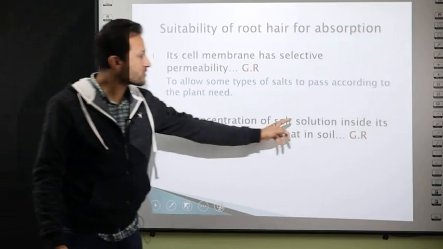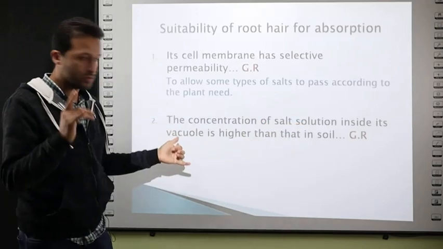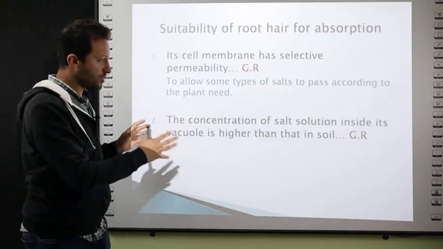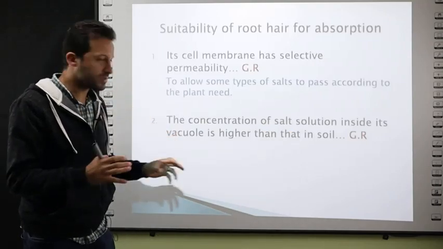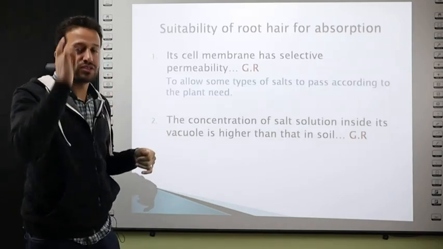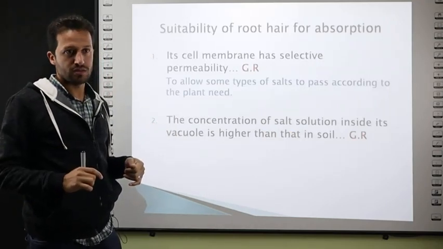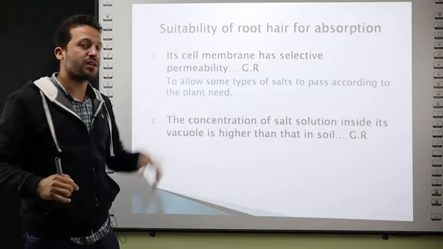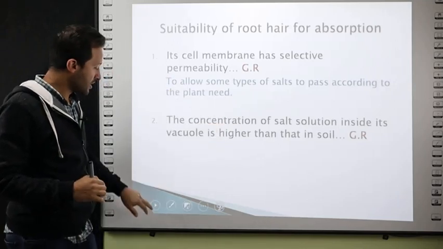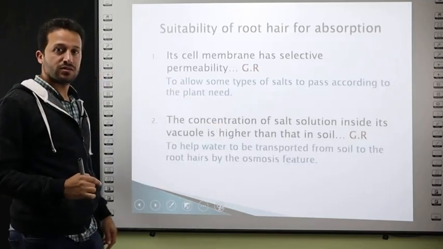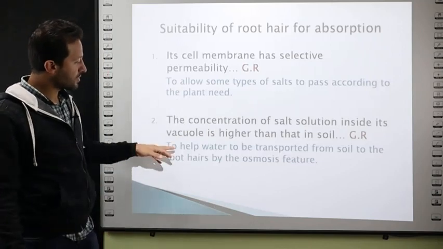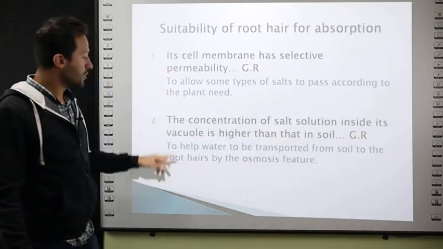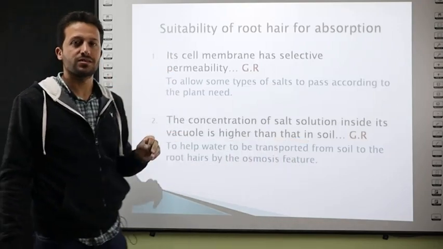So the concentration of salt solution inside the vacuole, the root hair, is higher than in soil. This statement means that the concentration of salts in root hair is higher than the concentration of salts in soil. Good. This means that the concentration of water in soil is more than the concentration of water in the root hair, and the water will move from soil to root hair. So the answer to the question is that water is transported from soil to root hair by osmosis.